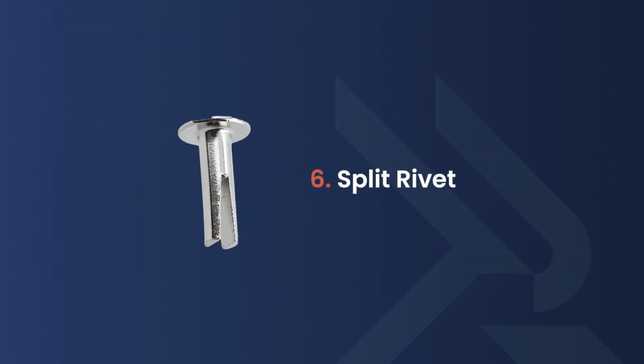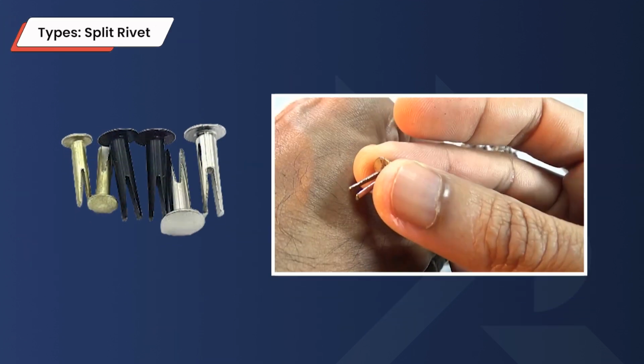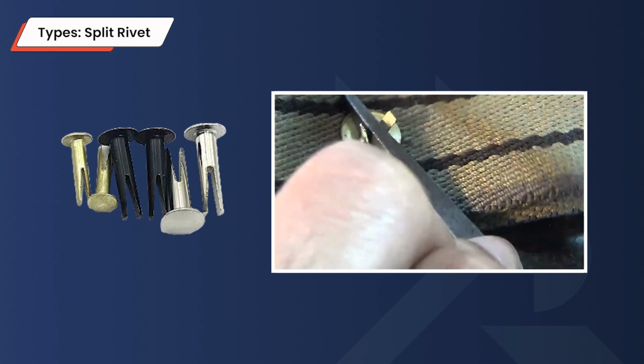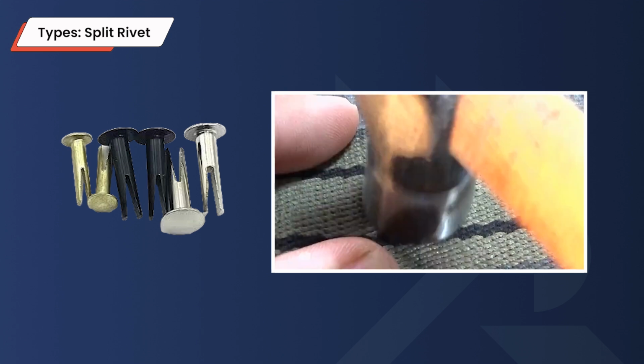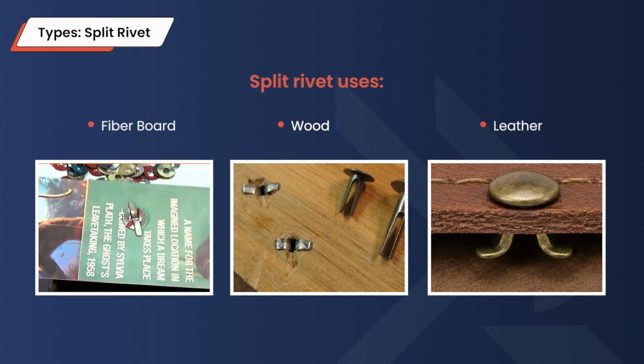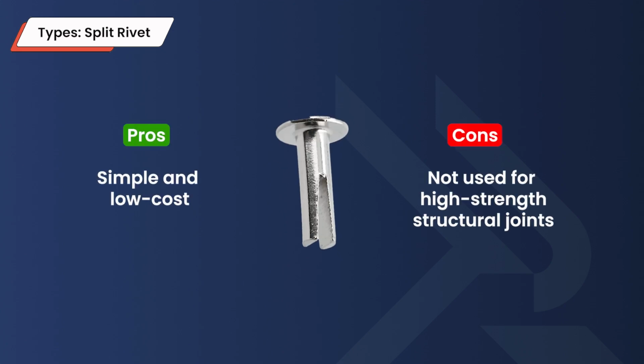The sixth type is the split rivet. A split rivet has a shank divided into 2 legs. During installation, the legs spread apart and grip the material from the back side. This type is mainly used with softer materials such as leather, plastic, fiberboard, and wood. Split rivets are simple and low cost, but they are not used for high-strength structural joints.